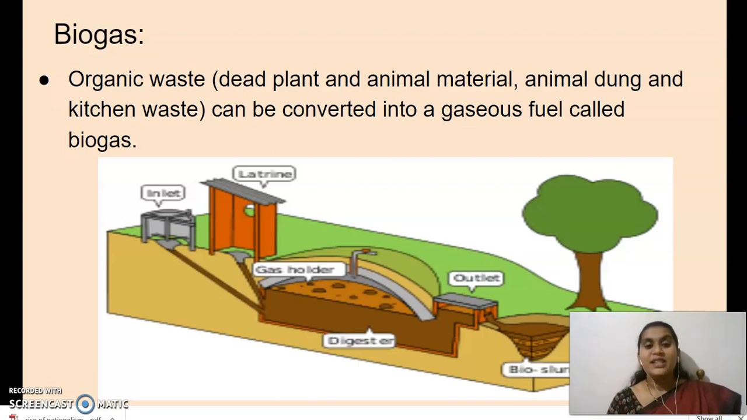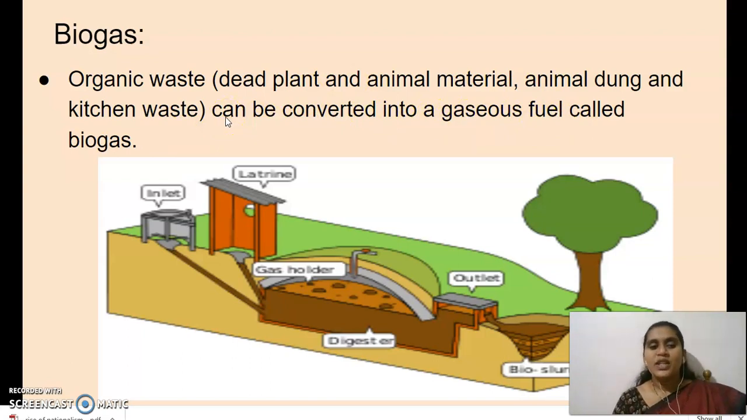In some villages you can see them using cow dung and similar waste to produce this gas, called biogas. In a domestic way, for the house, they use it for cooking and some electricity, that is lighting. So what is this organic waste? Dead plant and animal material, animal dung, and kitchen waste can be converted into a gaseous fuel called biogas.